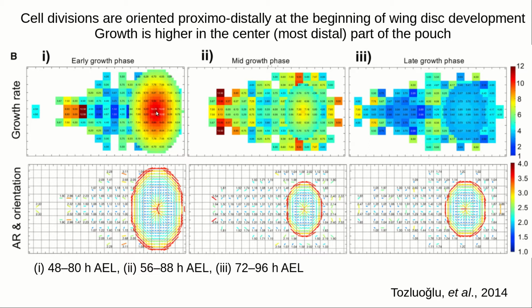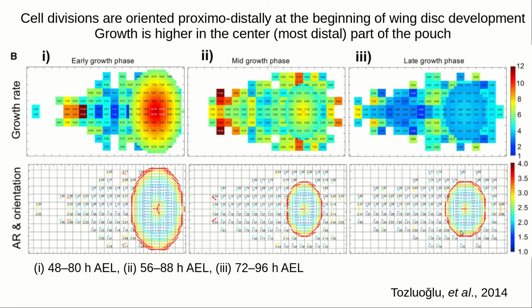The center of the pouch has a higher growth rate at the beginning, and then overall the growth rate goes slower, but also becomes equal and homogeneous in all the pouch. As you can see here, the growth rate is the same in the center and in the periphery. So relative growth between center and periphery changes.